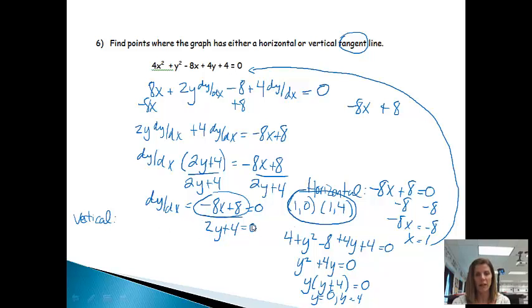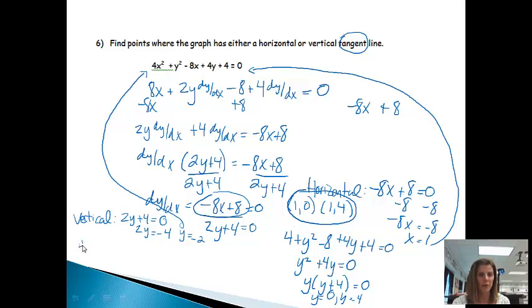which would be where the denominator equals 0. So we'll set the denominator equal to 0. And if I solve for y, I will get y equals negative 2. So now remember, once again, to get those x values, we're going to go back into the original equation to get the x value. So wherever I see a y, I'm going to put a negative 2.